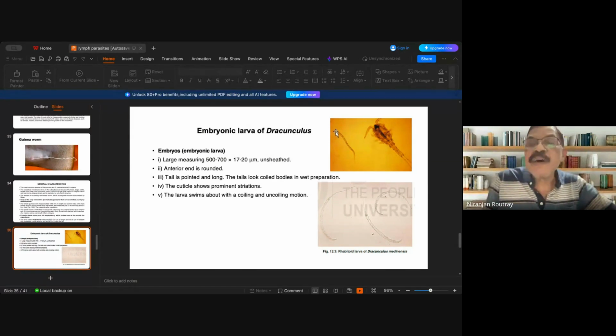And this is the Dracunculus embryo that will be liberated into the water to be taken by this cyclops. So they are embryonic larvae, the anterior end is rounded, the tail is pointed. You can see the pointed tail here, and this is the anterior end. The tails look like coiled bodies in wet preparation. The cuticle shows prominent striations. The larva swims about with a coiling and uncoiling motion.